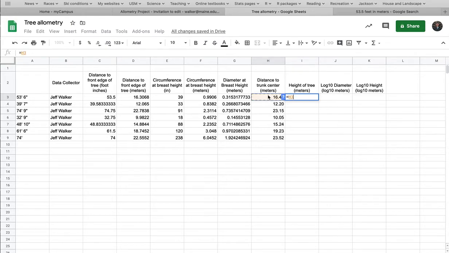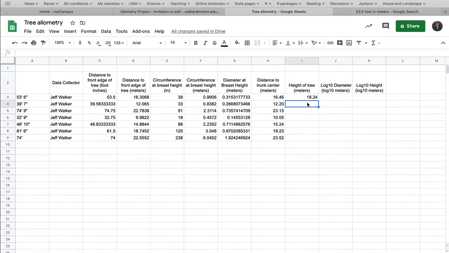It'll be the distance to the trunk center plus, I don't know, we'll say I'm 5'10". So that's 5 plus 10 over 12. That's it, decimal feet. Now we need to convert that to meters. So that's in feet. So times 12 is now in inches, times 2.54 is now in centimeters. And we divide it by 100, and that should be equal to meters, right?